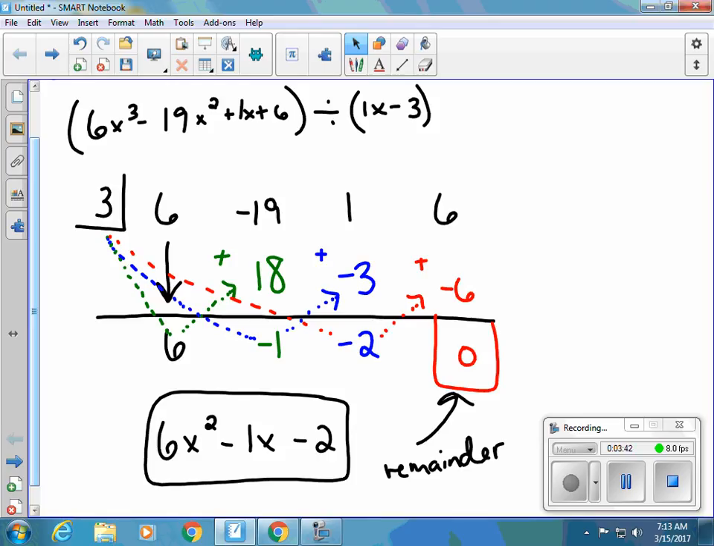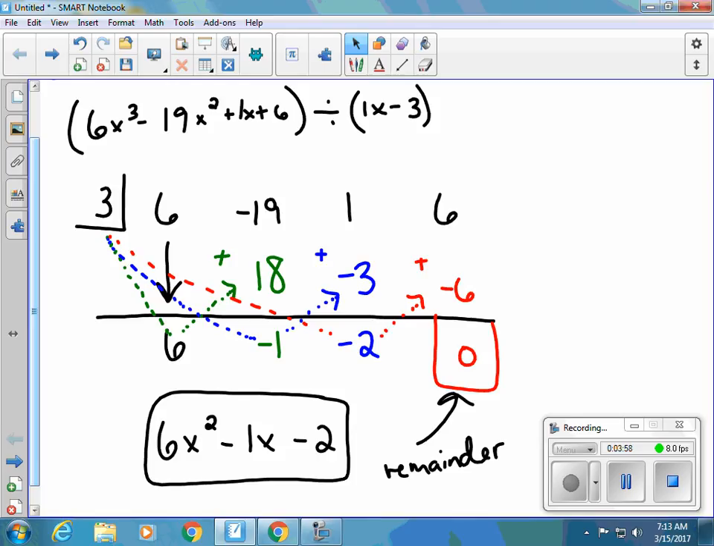So like I said, a lot of people like this method better. The reason why is A, you get rid of the letters. B, there isn't that distribution and making sure that you distribute to both terms. And it's just a lot easier to work with when you're dealing with just numbers.